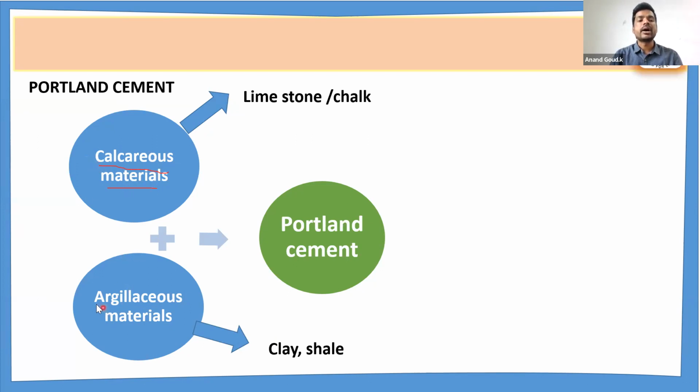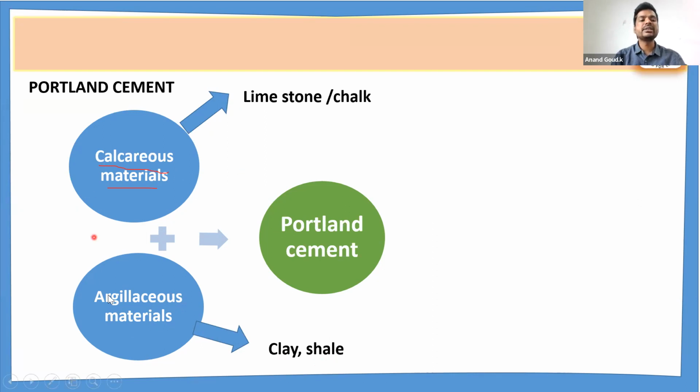Coming to the second one, argillaceous materials are materials that have silica as a major ingredient. The major portion of these materials is occupied by silica content. That is why they are called argillaceous materials. The examples for argillaceous materials are clay and shale. You will observe normal clay on the surface of the earth. That clay is an argillaceous material, and so is shale. You already know about the shale stone.